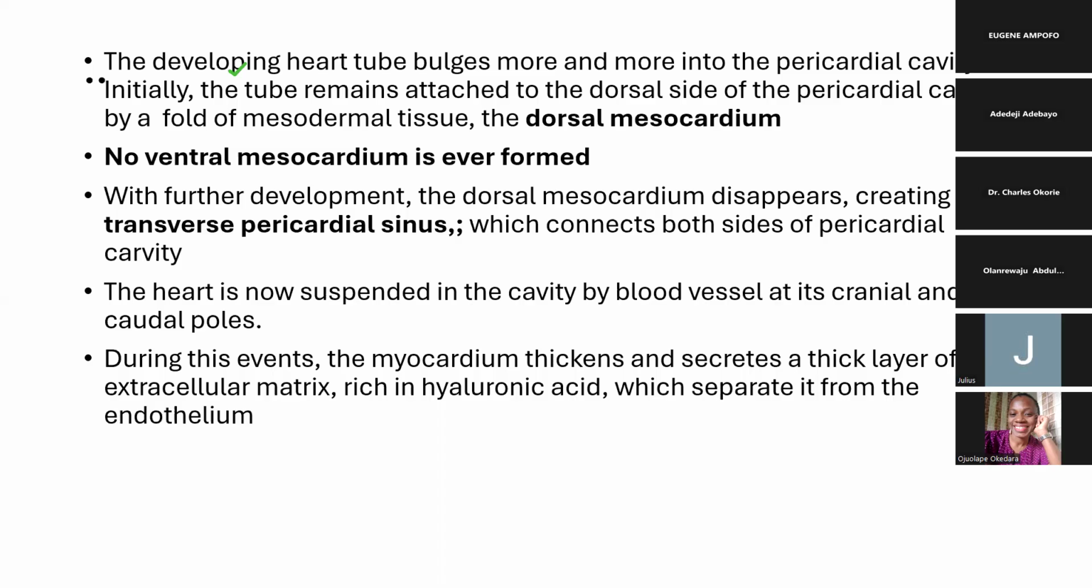With further development, the dorsal mesocardium disappears, creating the transverse pericardial sinus. This is the one that connects both sides of the pericardial cavity. The heart is now suspended in the cavity by blood vessels at its cranial and caudal poles. It is during this event that the myocardium thickens and secretes a thick layer of extracellular matrix, rich in hyaluronic acid, that separates it from the endothelium.